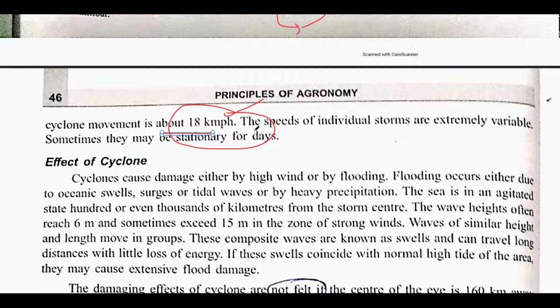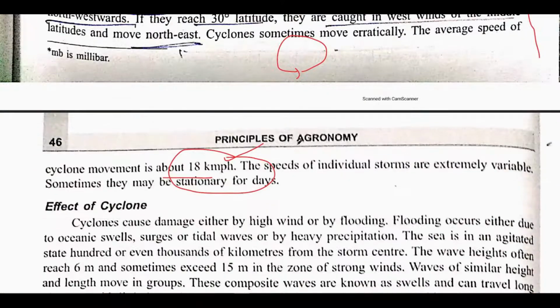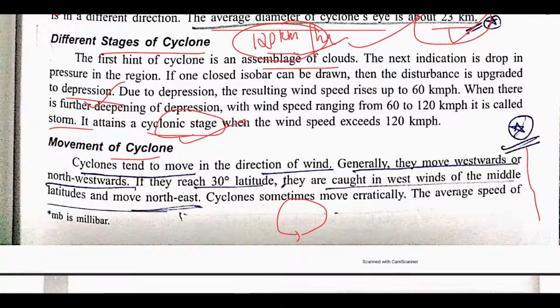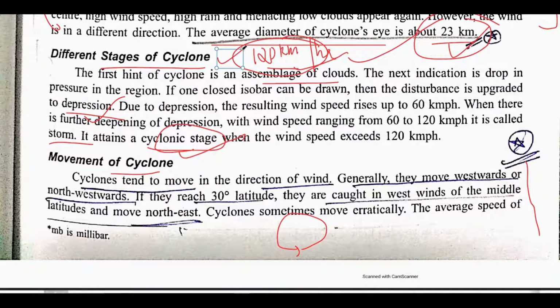See, there was a statement, like I have mentioned, that the speed of a cyclone is 120 kilometers per hour, but it is also mentioned that the average speed of cyclone movement is 18 kilometers per hour. These two statements are true in a manner: the speed at which a cyclone moves is 18 kilometers per hour, but the speed of wind within the cyclone is 120 kilometers per hour.